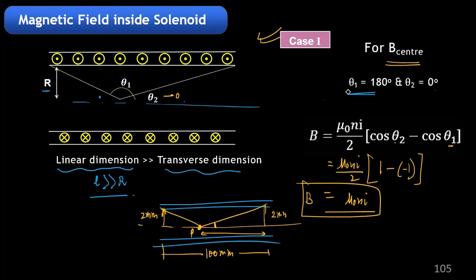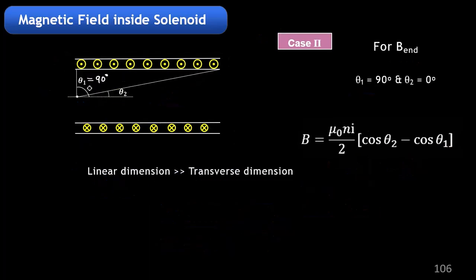So the magnetic field at the center position, the C point of the solenoid, is the same as at any other point, because the C point is any point within the solenoid, and at each and every point the magnetic field will remain constant. Only at the edge point is it different. If I come to the end point and place my point P over here, now theta 1 becomes 90 degrees, and theta 2 is tending to 0.